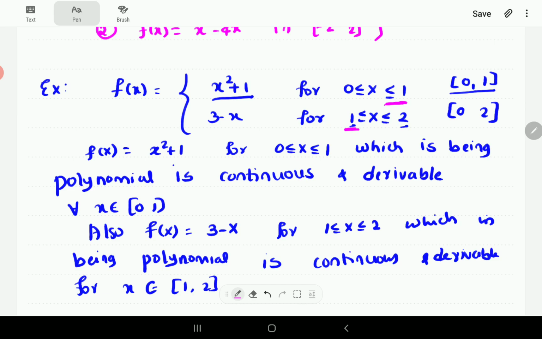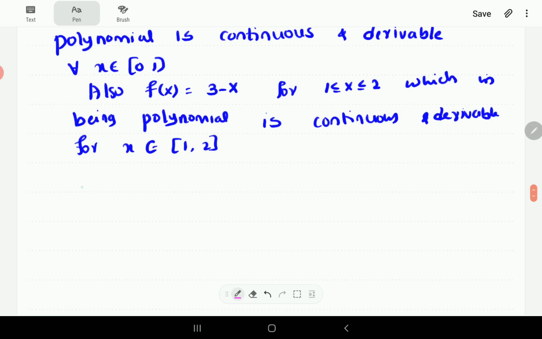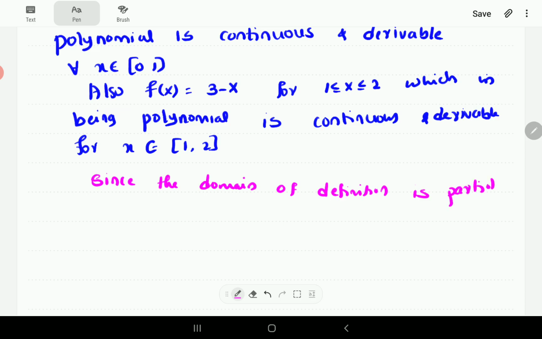At x equal to 1, our domain of definition is what? Partitioned, while defining our f of x. So we are not sure, because the domain of definition is partitioned, at x equal to 1, while defining f of x.